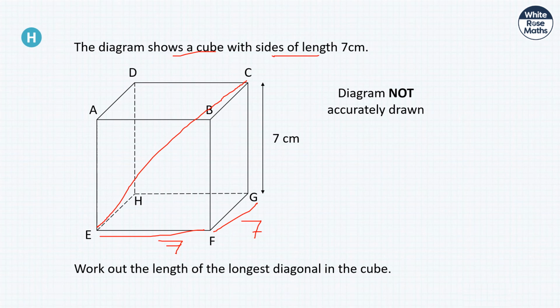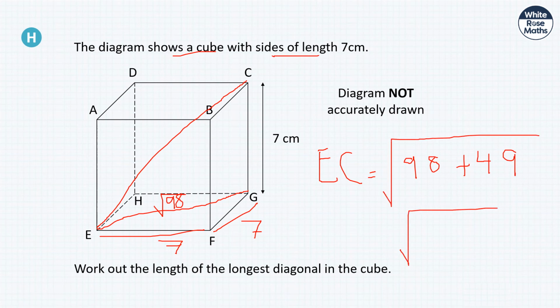Now, if you look here, that is just quite tricky. So if I work out the length EG, that'll be 7 squared plus 7 squared, so that'll be the square root of 98. And then to work out what EC is, which is the longest length, that'll be 98 plus 49 square rooted. If I work this out, I'm going to get 147 square rooted, which if I bring it into my calculator, I will get the answer of 12.1 centimeters to 1 decimal place, guys.